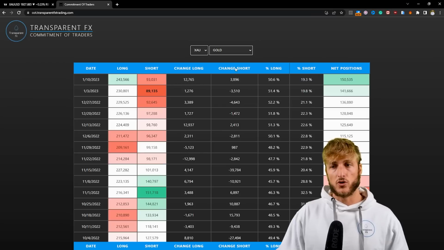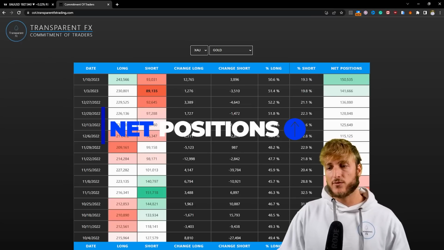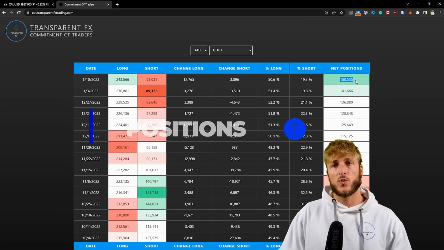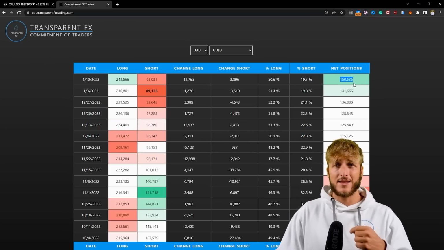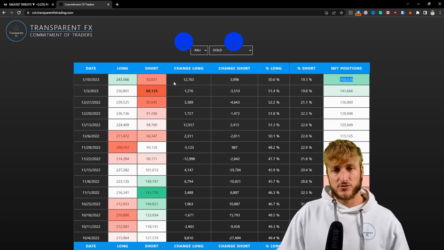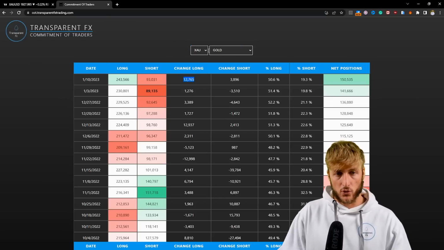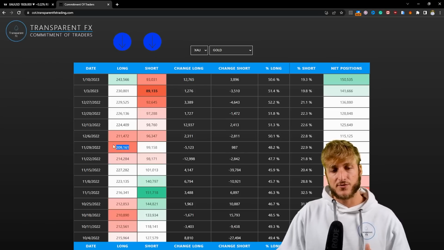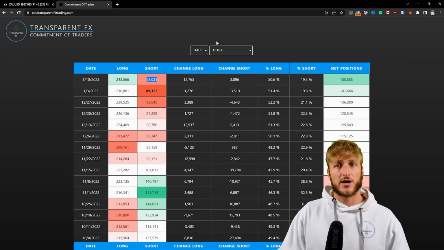Now, if we check the data for gold, we can see how with the last reports, net positions have been increasing. We went from having 64k net positions all the way up to 150k net positions, with the last report showing 12k longs added on the institutional side of the market for gold. In fact, longs for institutions were increased from 209k all the way up to 243k, and shorts got decreased from 151k to 93k. So institutions are clearly on the long side of gold at the moment.